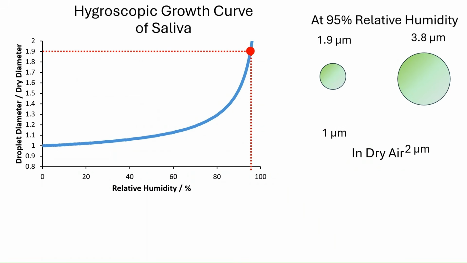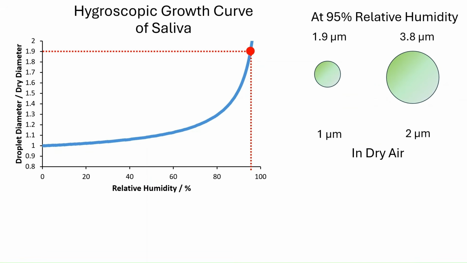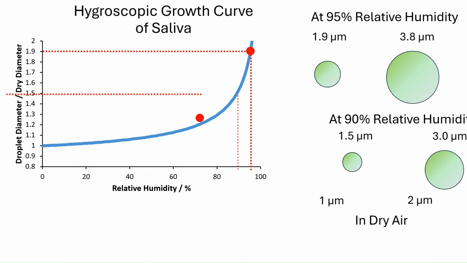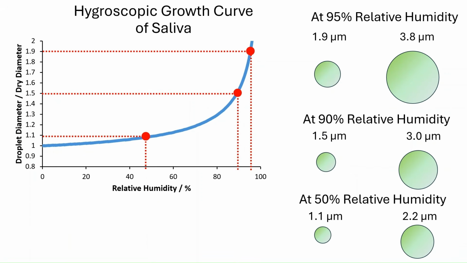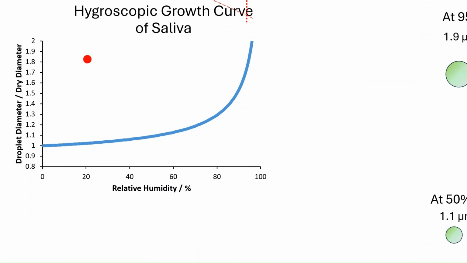Now, the utility of this curve is that this ratio is constant, meaning if you took a 2 micron aerosol droplet of water-free respiratory goo, an identical relationship would be seen. So at 95%, the aerosol droplet would be 3.8 microns. At 90%, it would be 3 microns. And at 50%, it would be 2.2 microns. All right, so the hygroscopic growth curve is really a useful tool that we can use to predict how respiratory aerosol changes size in different conditions.